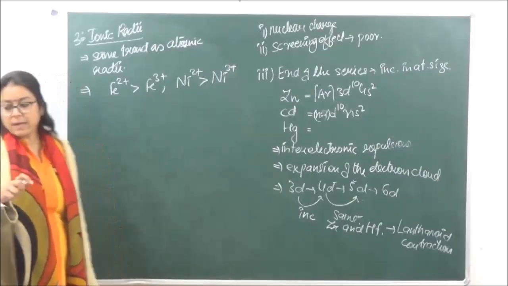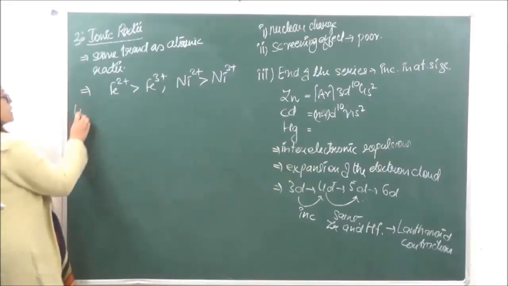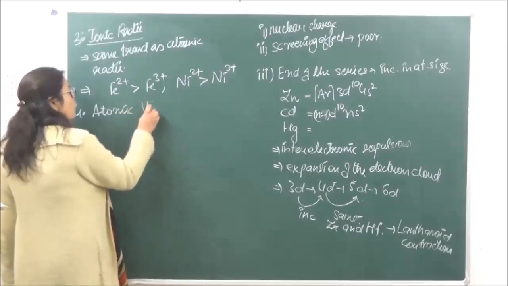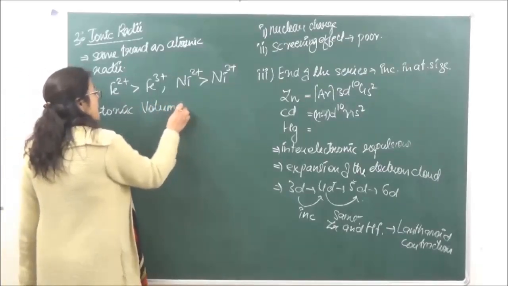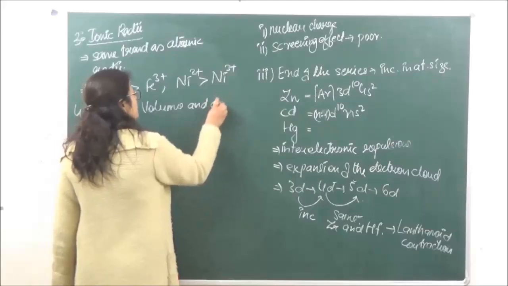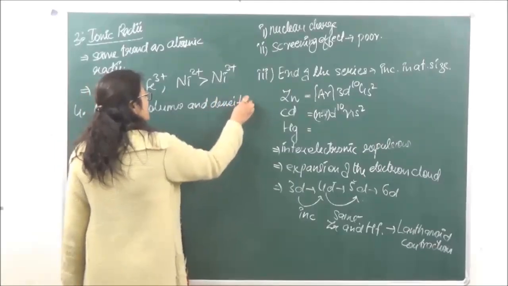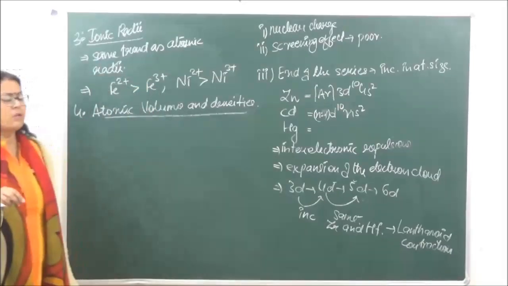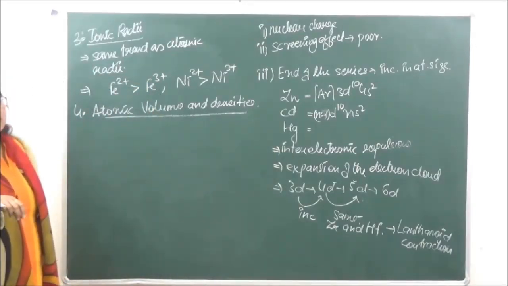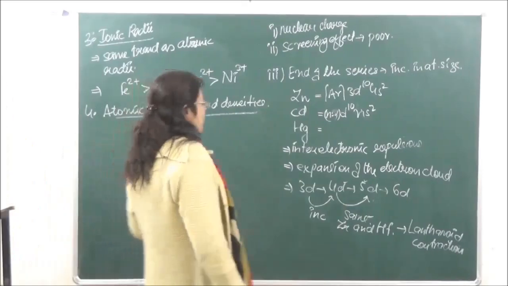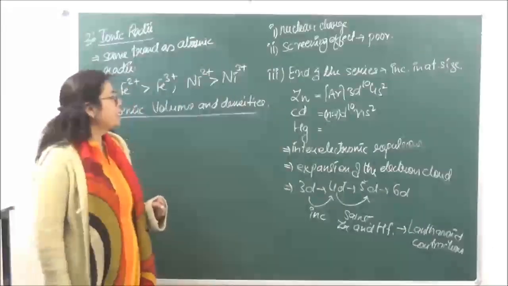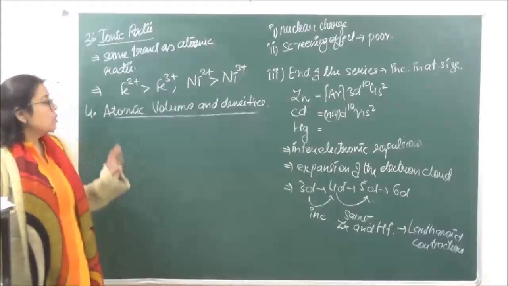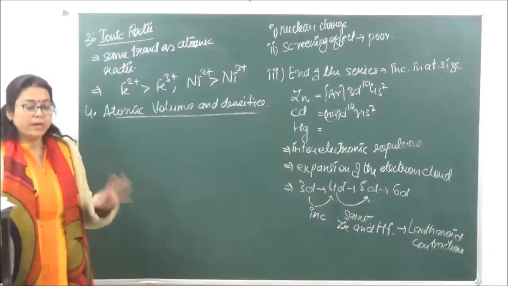ठीक है? Next हमारे पास आ गया the fourth property which we are going to discuss, that is atomic volumes and densities. Now we were talking of atomic volumes and densities. We know that whenever we are talking of atomic volume, the volume is going to depend upon the radius.